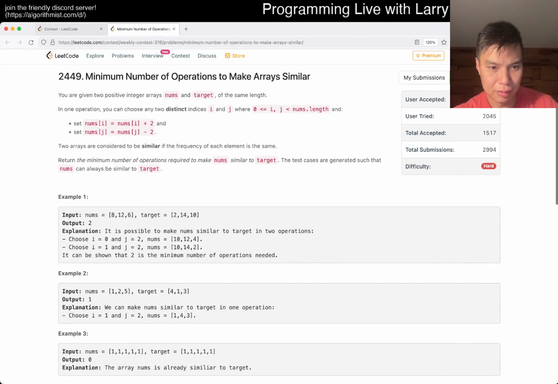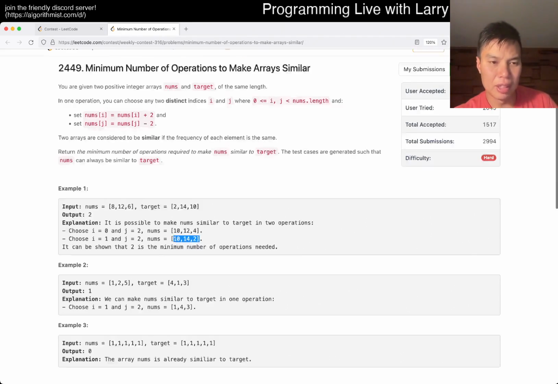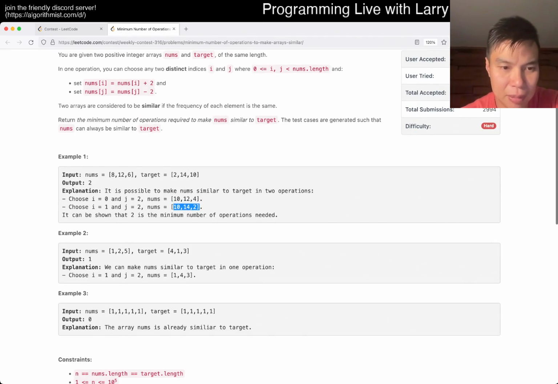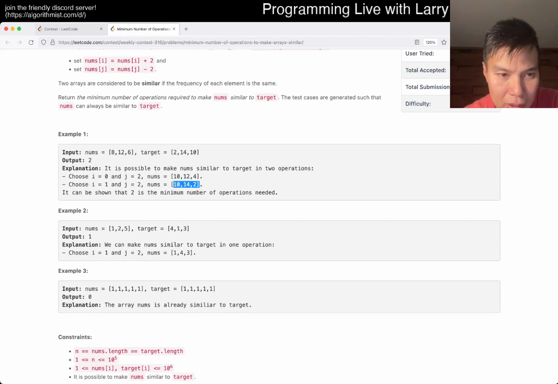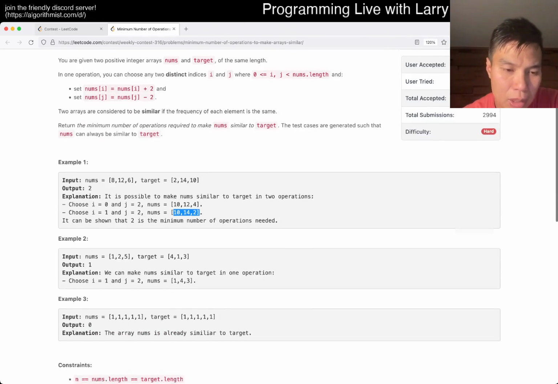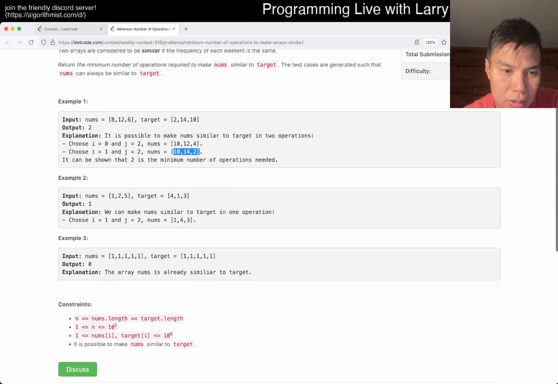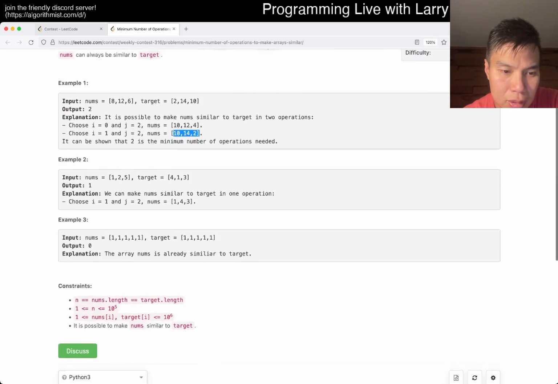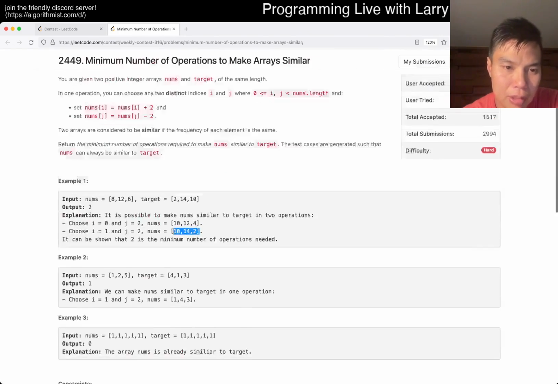2, 10, and 4. The frequency of each element. Okay, so it doesn't have to be the same. It just has to be in a weird order. Okay. Do we ever want to? It is possible. Okay, so it's always possible.